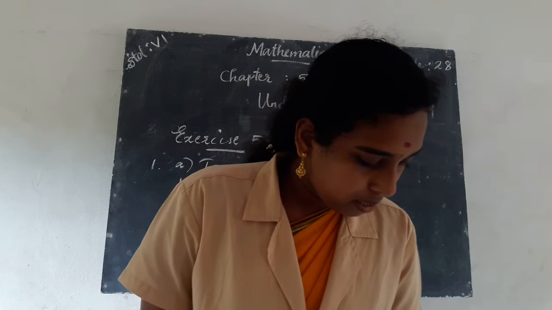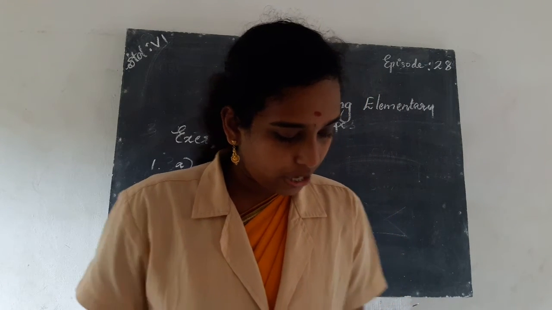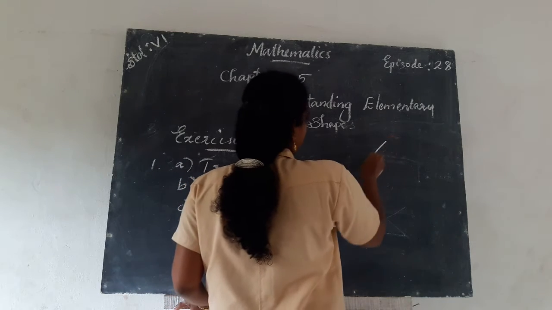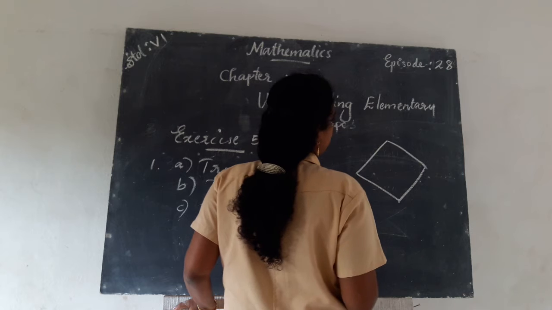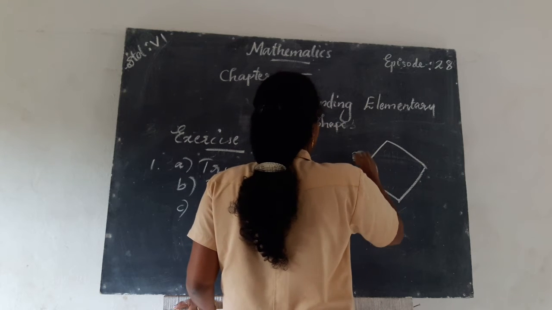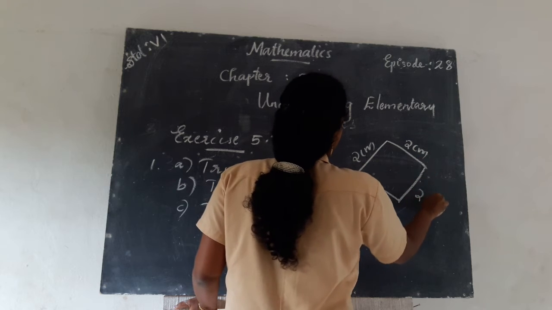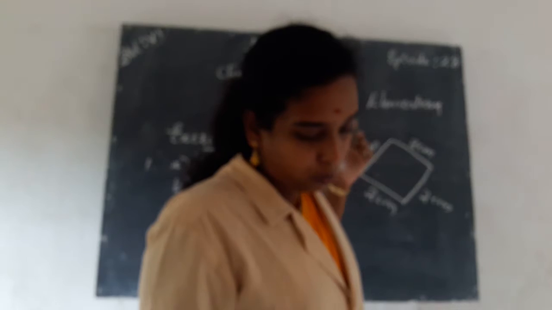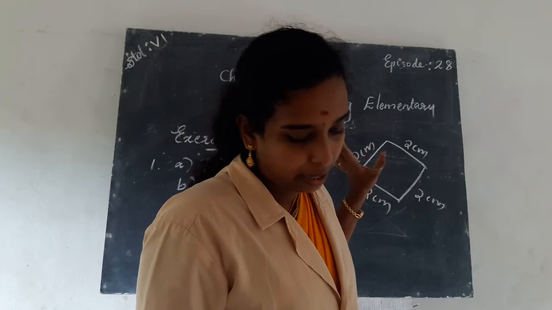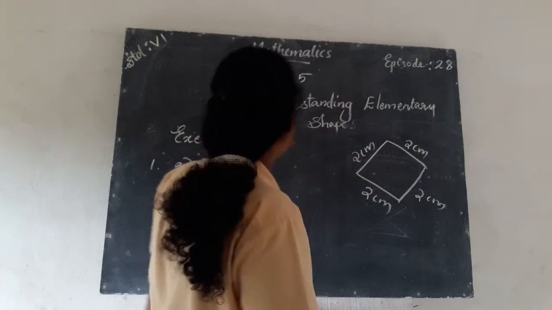Then the next question. All sides of a rhombus are of equal length. Yes, all sides of the rhombus, it is like this shape. And all sides of the rhombus are of the same length. If it measures 2 centimeter, then the next side is also 2 centimeter. So all the sides of a rhombus are the same length. Okay, so the statement is true.